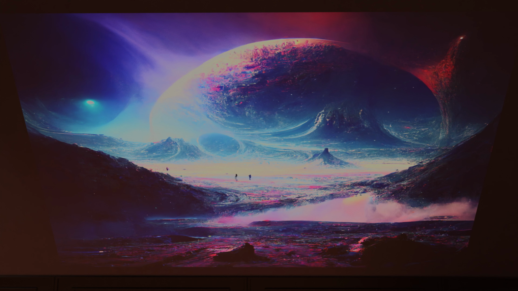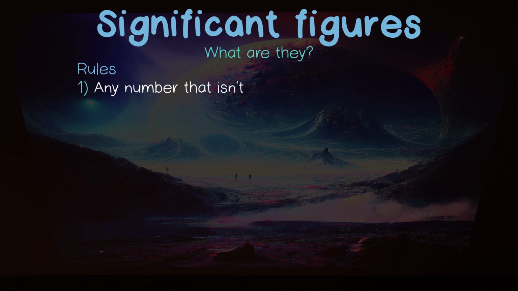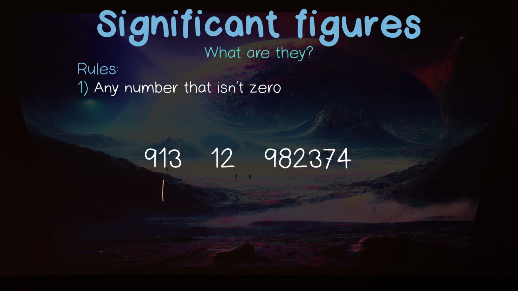Firstly, what are significant figures? Significant figures follow three rules. The first one's very easy. Any number that's not a zero is a significant figure. So here we have 3 significant figures, here we have 2, and lastly we have 6.